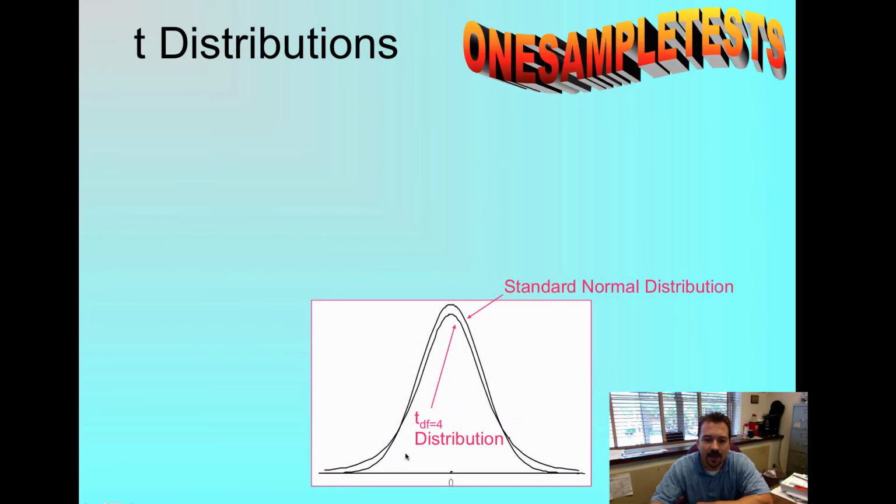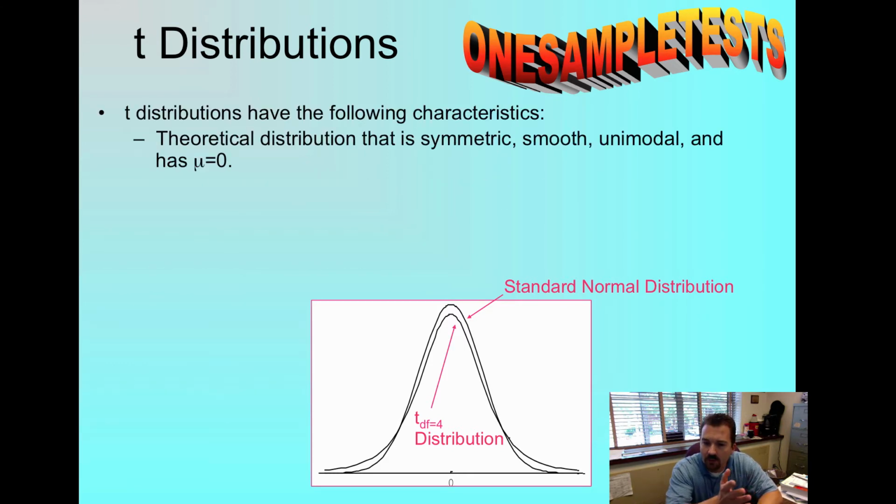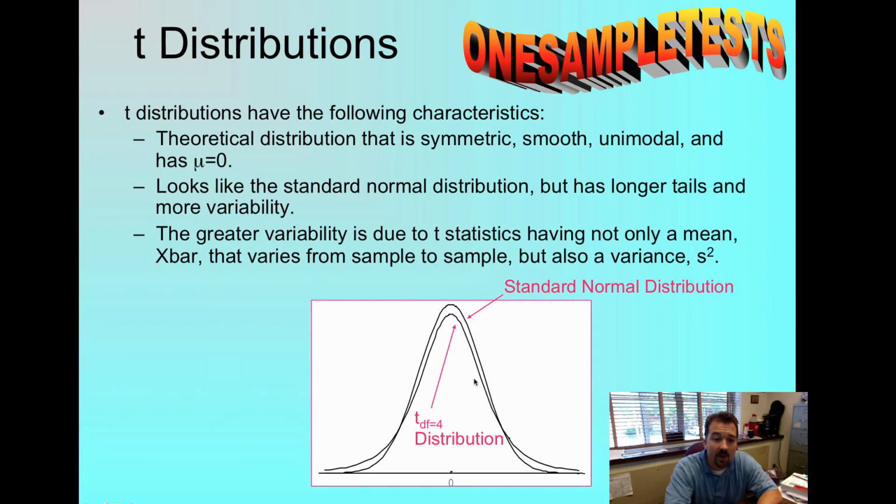So here's what it looks like. The T distribution has, let's see here. Well, just like the Z distribution, it's symmetric, it's smooth, it's unimodal, so there's just one mode. The mean, median, and mode are all the same, just like the Z distribution. It has a mu of 0. It looks like a standard normal distribution, which I also portray here, but it has longer tails, the T distribution does, and basically it has more variance, more variability.